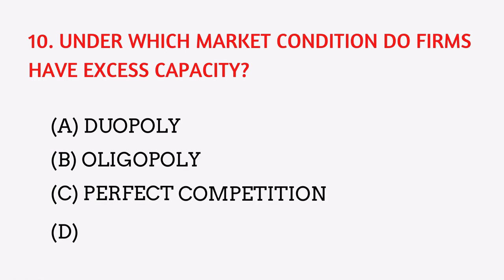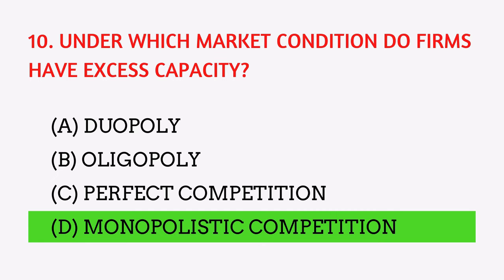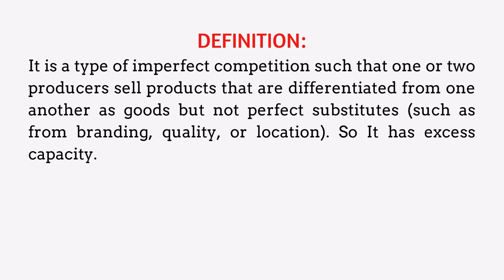Under which market condition do firms have excess capacity? The answer is monopolistic competition. It is a type of imperfect competition such that one or two producers sell products that are differentiated from one another as goods but not perfect substitutes, such as from branding, quality or location, so it has excess capacity.